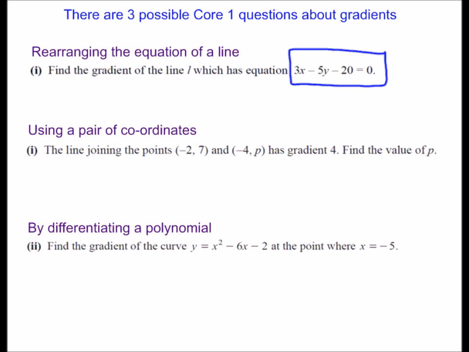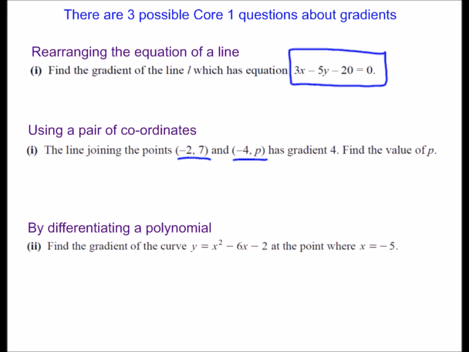The second way you could be asked about gradients in Core 1 is if you've got 2 coordinates, you could be asked something about the gradient between them. So you need to be thinking about the equations of lines. You need to be thinking, have I got 2 coordinates? Am I looking for the gradient of the line section between them?